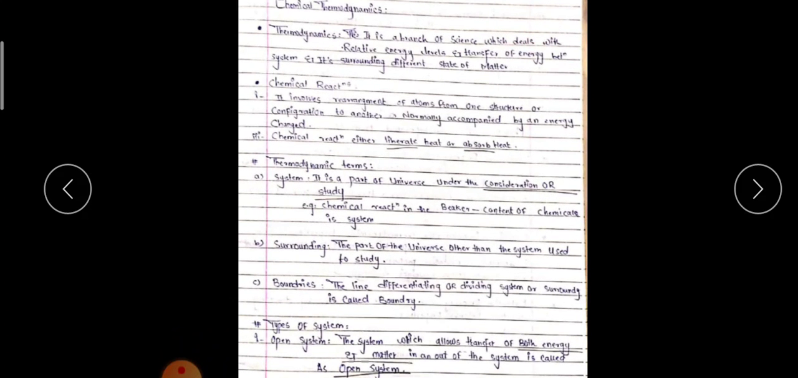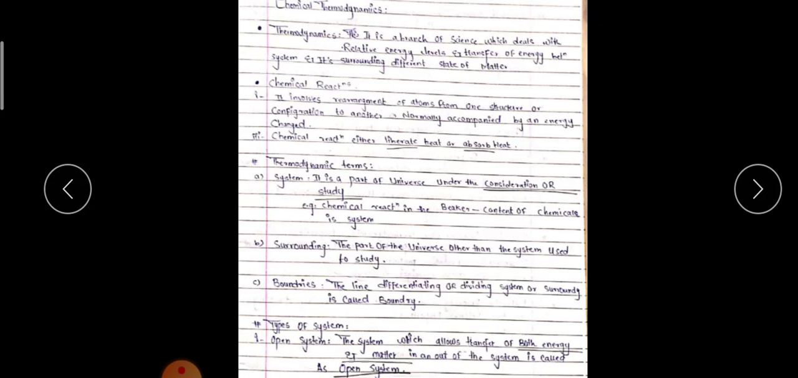Good morning, friends. Today we are going to discuss how the MCQs will be there on unit 1 of paper 1. Number 1, MCQs will be there based on thermodynamics. It is a branch of science which deals with the relative energy levels and the transfer of energy between the system. The answer will be thermodynamics.